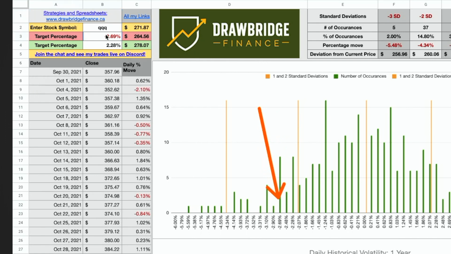And that's where I can enter this up here. So I could put in -1 here, and it's red if it's on the negative side, it'll appear green if it's on the positive side. So if I put 1%, we could target a 1% move, which would be this candle right here, and then the other one is set at 2.28%, so that would be this candle here.